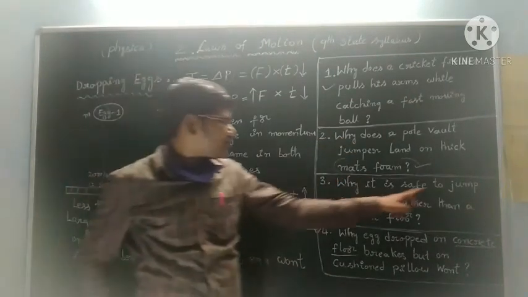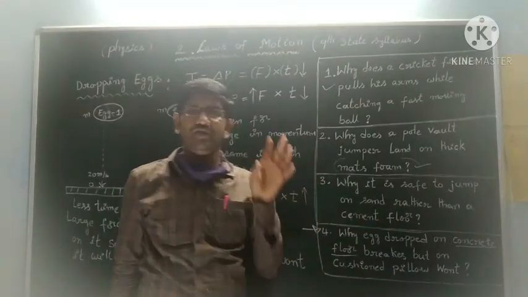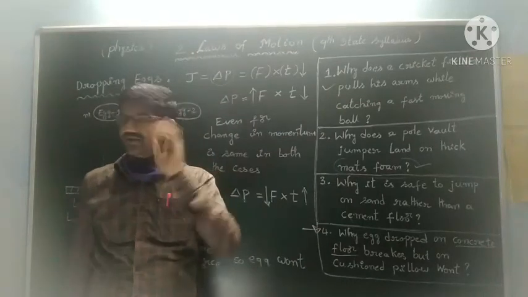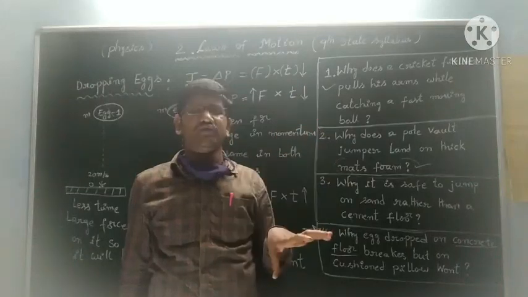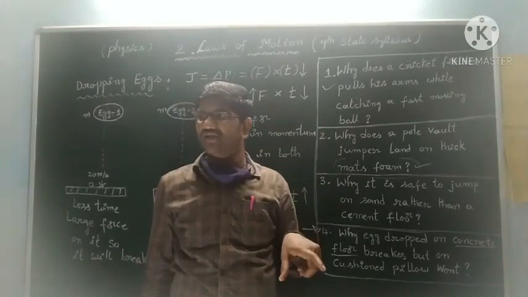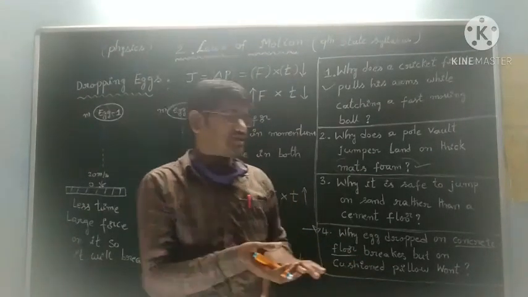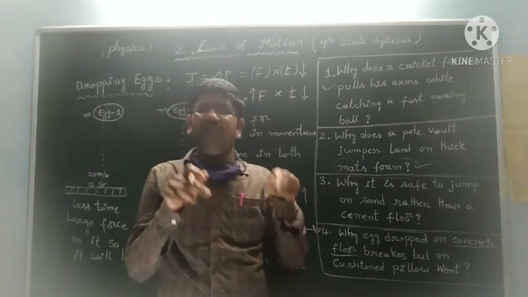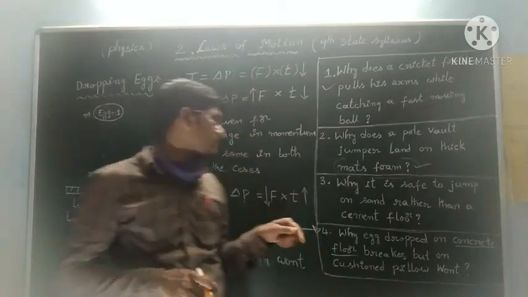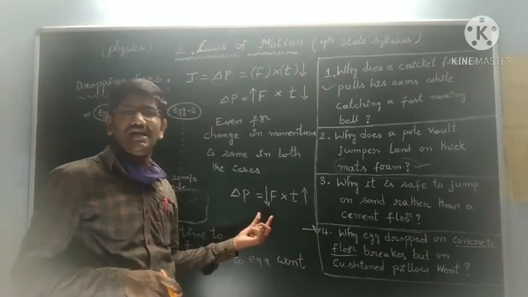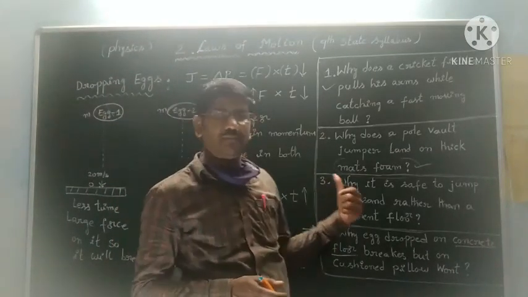And why is it safe to jump on sand rather than a cement floor? When somebody jumps on a cement floor, he will come to rest quickly. So interaction time is less, a large amount of force will be exerted, so he gets injured in that situation. But when you jump on the sand, our legs go into the sand, and slowly you will come to rest. So time of interaction increases, force is less, so we do not get hurt. So we can take a safe jump.